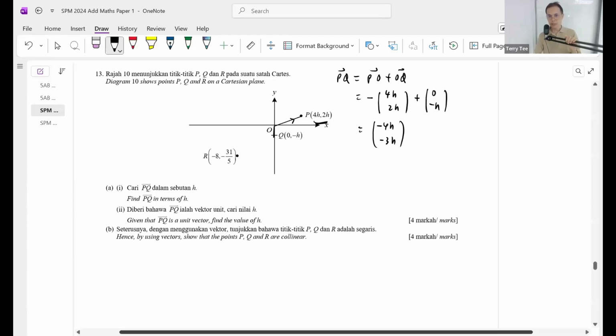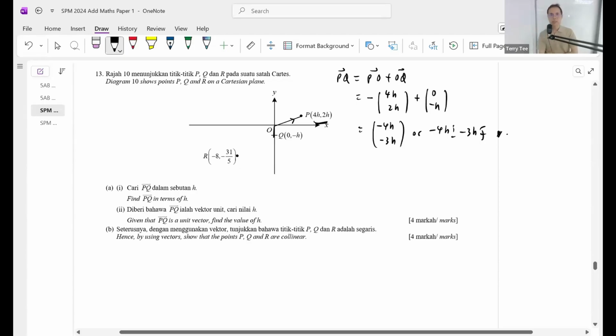So that's your PQ, right, in terms of h. But you can also write in this form, guys. It's okay to leave it in this form, column vector form, or IJ form, unless the question says give your answer in IJ form. They didn't mention, you can write in any form. Okay, so I write both for you.